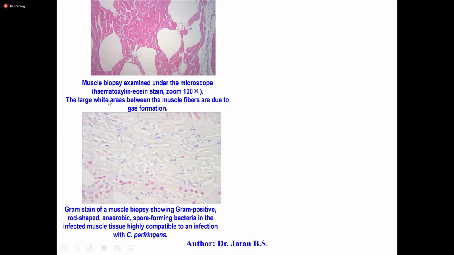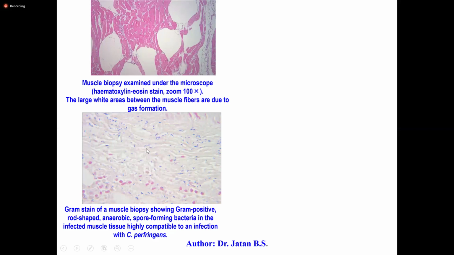Again, you can see this is the gram stain done for muscle biopsy. You can see plenty of gram-positive rod-shaped anaerobic spore-forming bacilli. All these purple-colored structures are gram-positive bacilli. These gram-positive bacilli might be Clostridium perfringens, which is causing the infection.